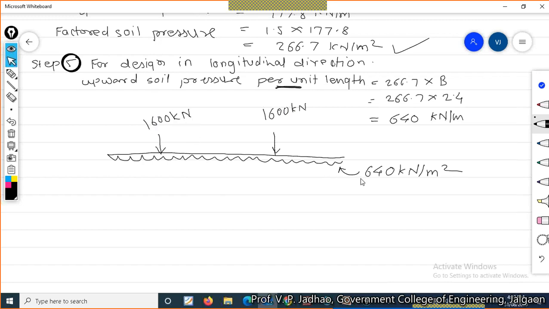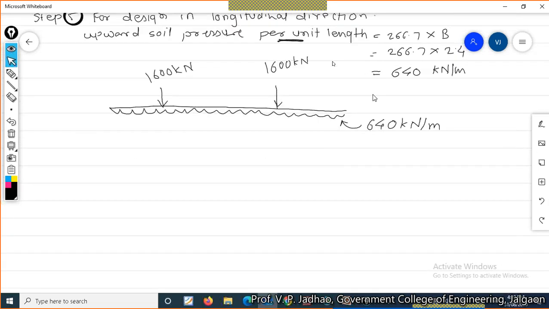So we have converted this kilonewton per meter square loading into kilonewton per meter. This will be kilonewton per meter only. So this load on the footing, if we are designing this as a beam, is 640 kilonewton per meter. Now we have to calculate the bending moment and shear force for this particular beam. So we'll calculate first the shear force.